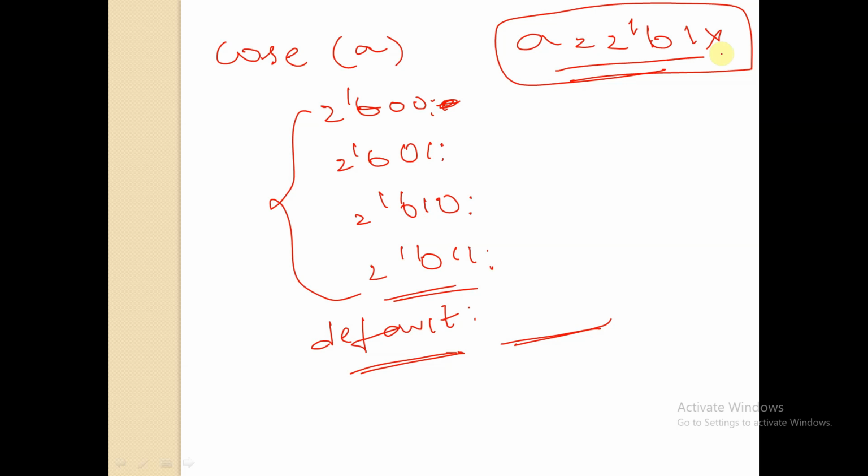For case X, what will be the scenario? If we write casex, it will compare these statements. Since the value of x can be 0 or 1, it will also not get executed. So we should write another case like 2'b1x. The statement written inside this 2'b1x will be executed.